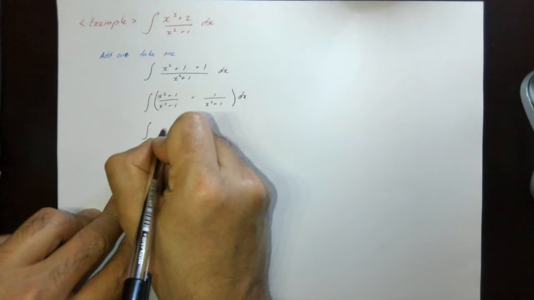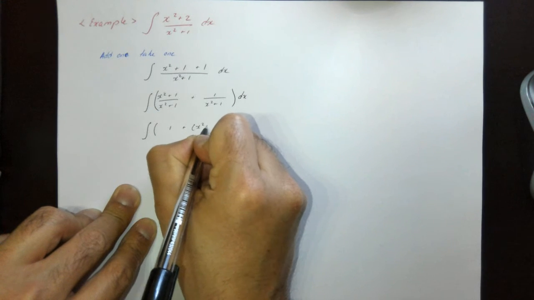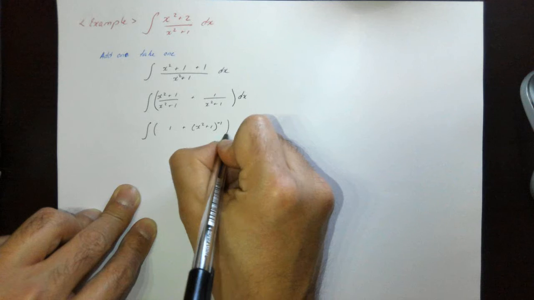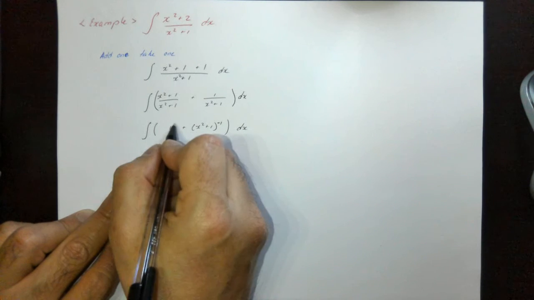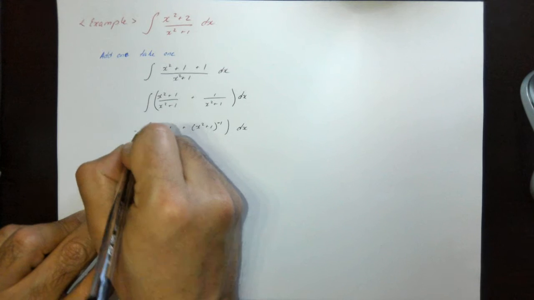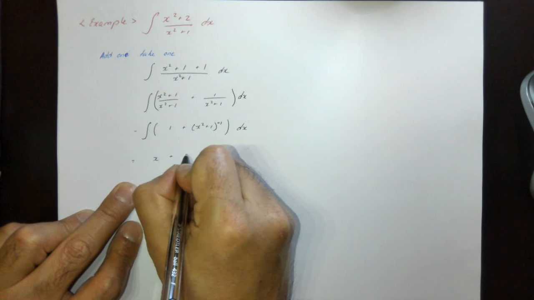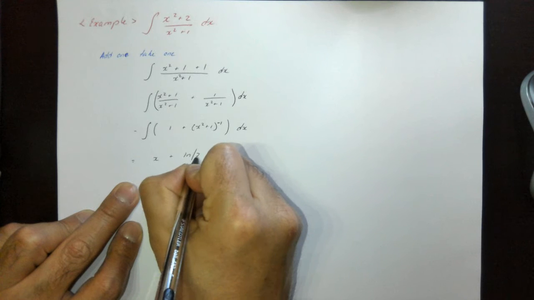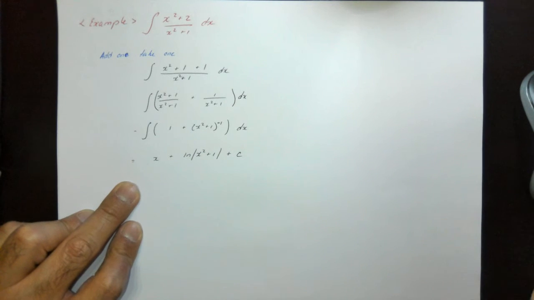Which is technically the integral of 1 plus x squared plus 1 to the power of negative 1 dx. Okay, well this is just x. Well, that's going to be log of x squared plus 1 plus c.